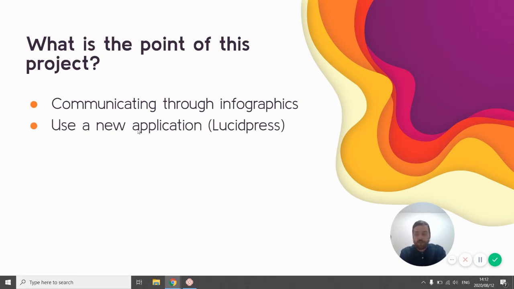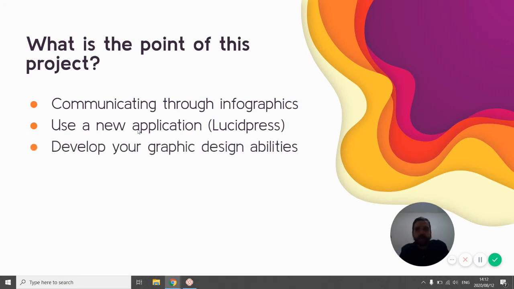I also want you to be able to learn how to use new technologies. So you're going to be using Lucid Press, which is an application connected to your Google Drive. I'll show you how to access it in a moment. And then I want you to be able to develop your graphic design abilities, as in using computers and digital technology to make something look good. Okay, it's a really good skill, and it's a skill a lot of people struggle with. Okay, if you have this skill, you've got a foot in the door already. It's really going to help you if you can present yourself well online or with digital technology.